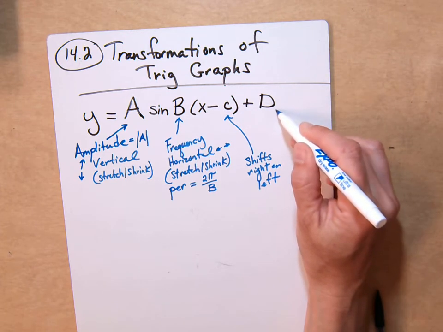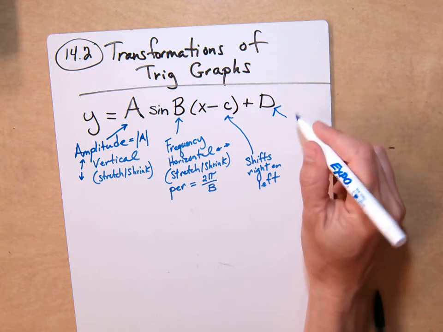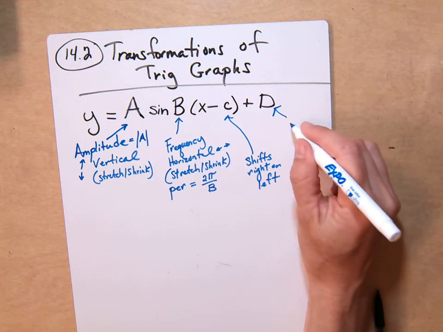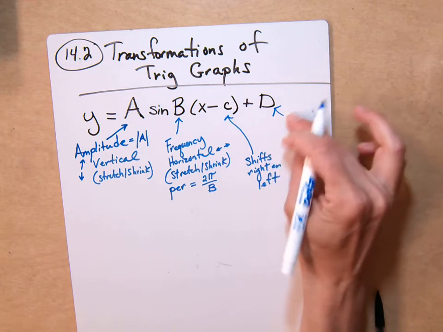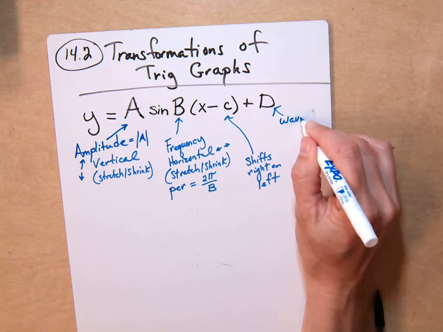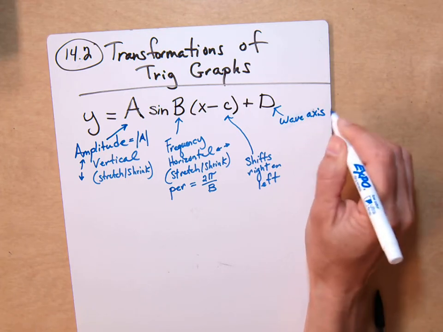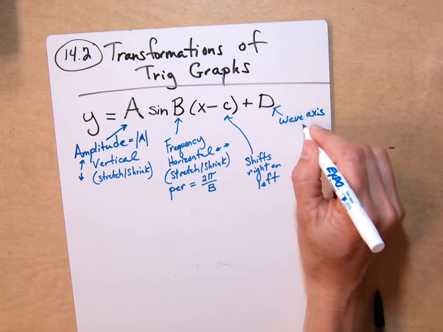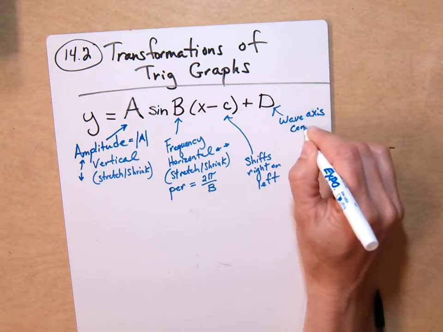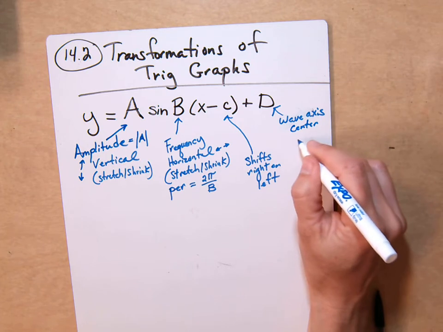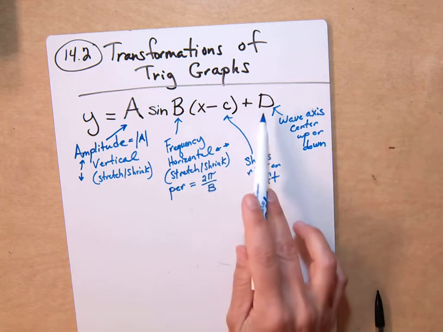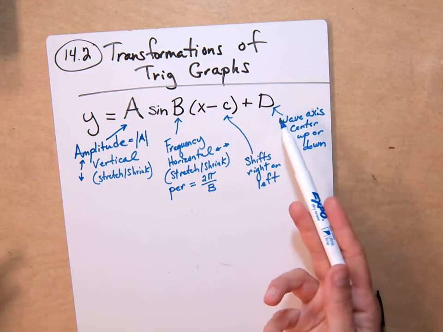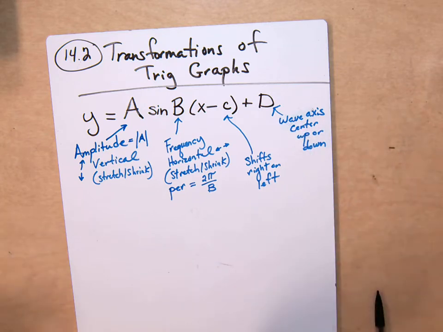And D is the same as what you're used to. D is the center of the wave, and it moves it up or down. This is the center. I'm going to use the formal word: it's the wave axis, or center. And that moves it up or down. You're used to that already. Nothing different. Why? Because you're adding some constant, so of course it would move it up or down.